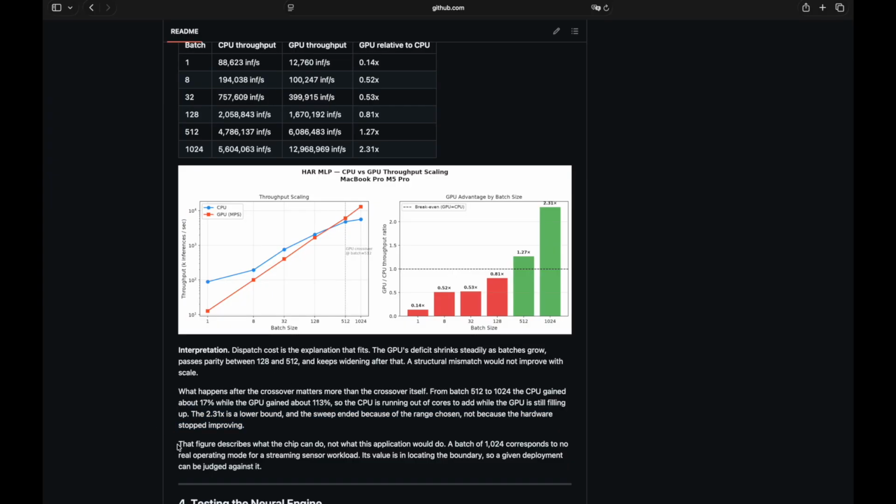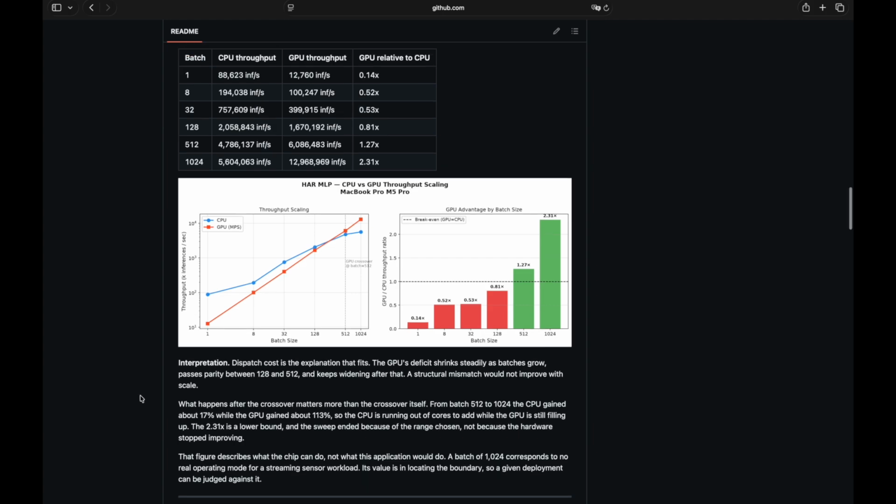One qualification: a batch of 1024 means 1024 sensor readings arriving simultaneously, which a streaming workload does not produce. This measures what the silicon is capable of, not what this application would request of it. Its value is in locating the boundary.